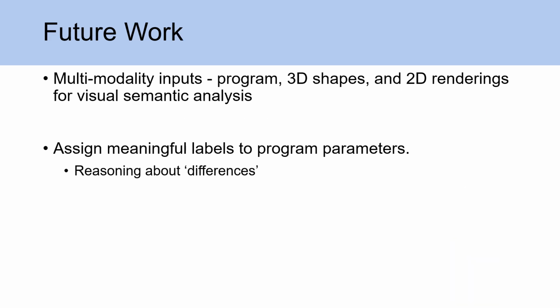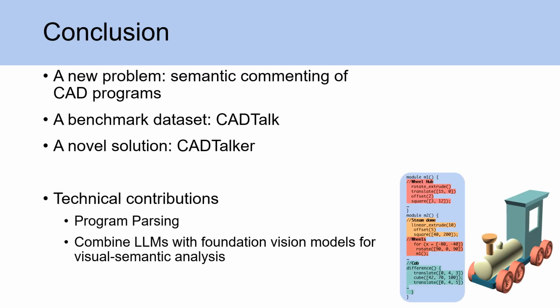For future work, there are many inspiring directions to explore. First, for visual semantic analysis, multimodal inputs like the program, the 3D shape, and the 2D renderings can be exploited together. Second, we plan to assign meaningful labels to program parameters, and reasoning about differences by vision models can be a promising solution. To conclude, we have proposed a new problem, a new benchmark dataset, and a novel solution. We hope that more and more research can be conducted on this problem.